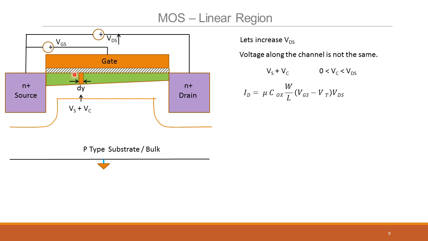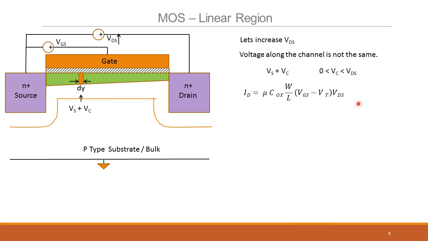So when this happens, we saw the linear region equation for current. The current has to be constant everywhere. If the current is not constant, charge will build up in a particular area, and that is not the case. Let's say it's an equilibrium. There's no charge buildup. It's in steady state, so whatever current flows through flows through everywhere. So the current in this small area is ID equals mu Cox W by L (VGS minus VT) into VDS.